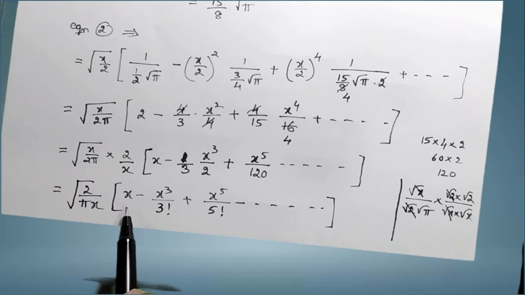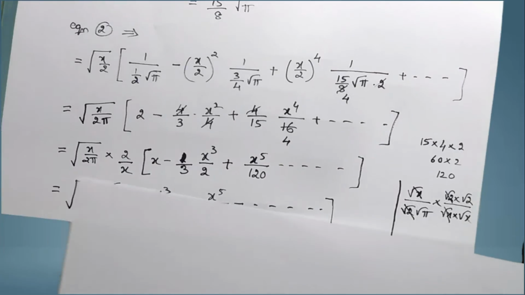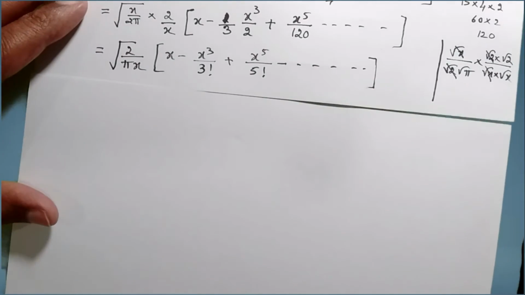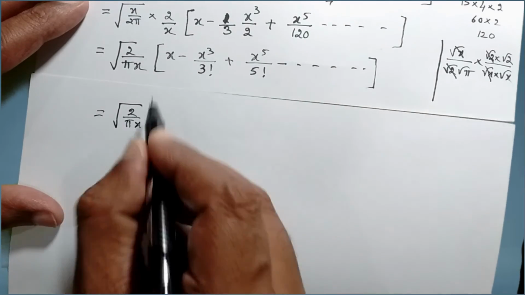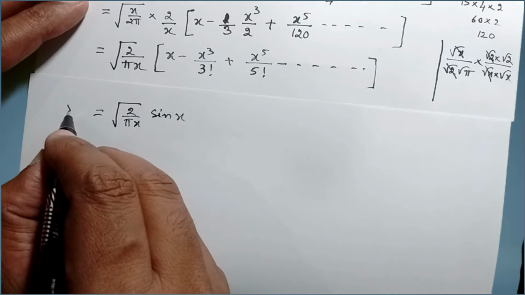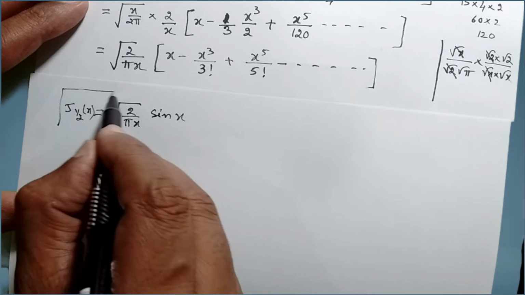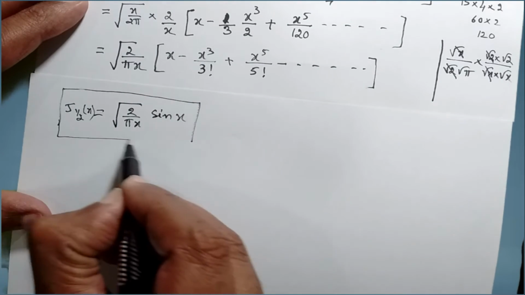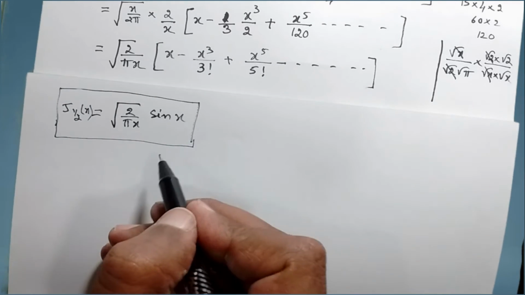So what is this series? x minus x cube by 3 factorial plus x power of 5 by 5 factorial and so on. This is nothing but the sine series. So if I write down, this represents the sine series over here. It will be square root of 2 by pi x into, this represents the sine of x. So I have got the value of J half of x to be equal to square root of 2 by pi x into sine of x. This is what I wanted to prove.